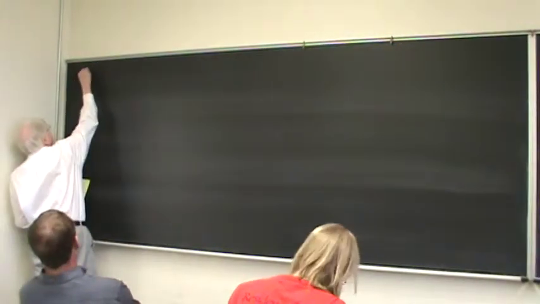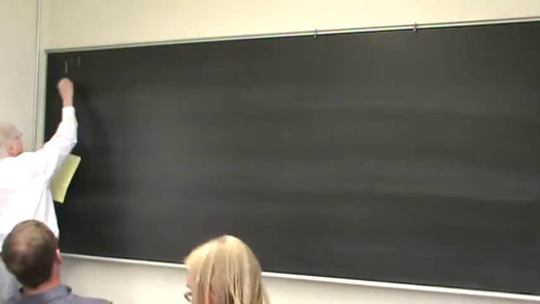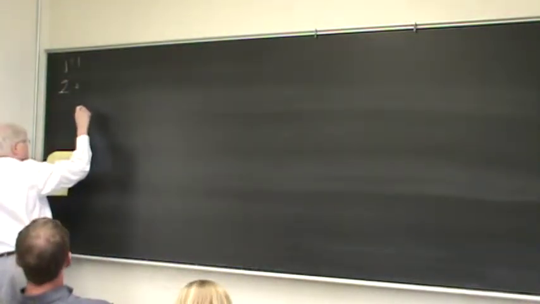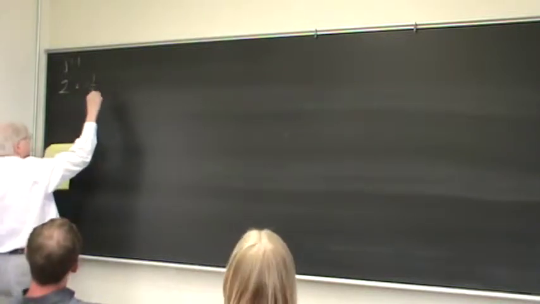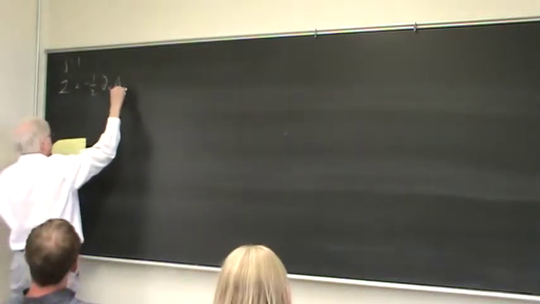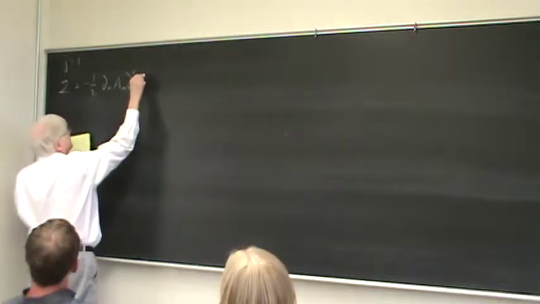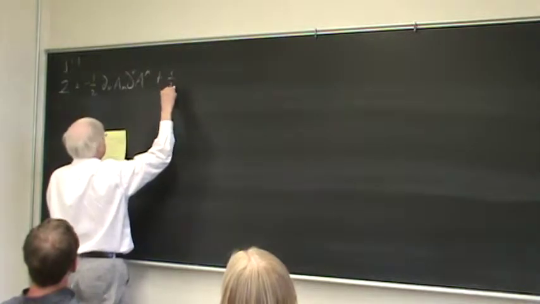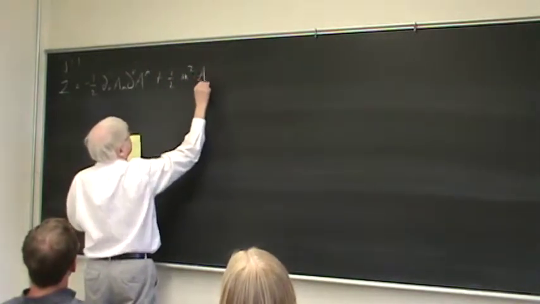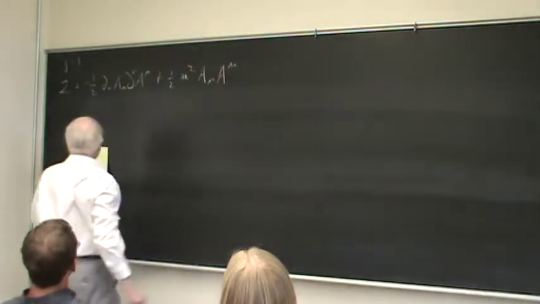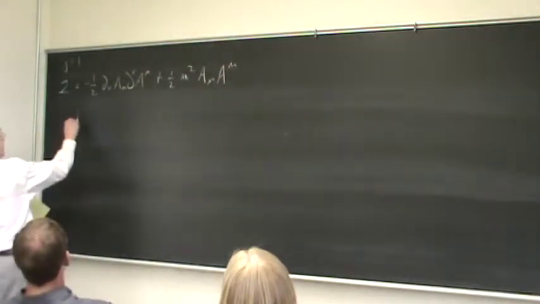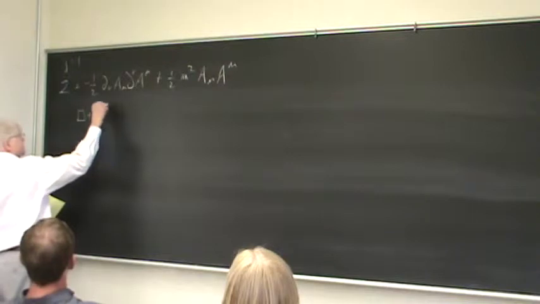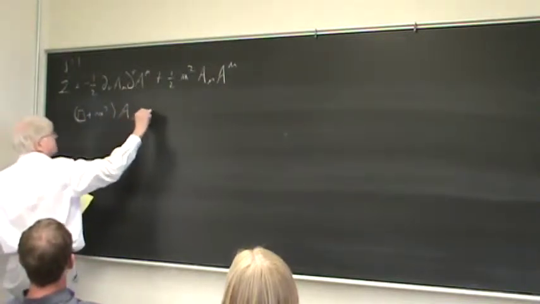So let's see. Now we're talking about J equals 1. And Schwartz says, well, suppose we had a Lagrangian like this. d nu A mu, d nu A mu, plus a half m squared A mu A mu. Well, the equations of motion would turn out to be box plus m squared, A mu is 0.